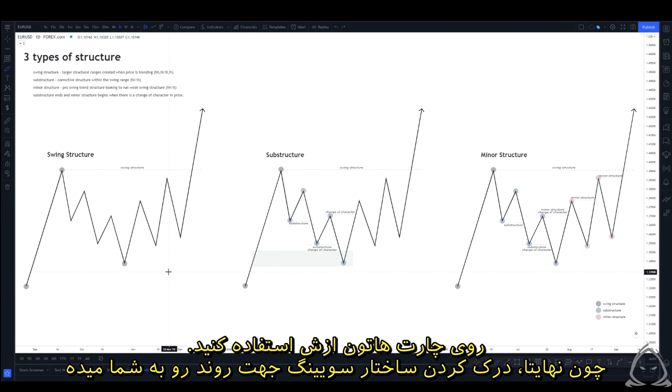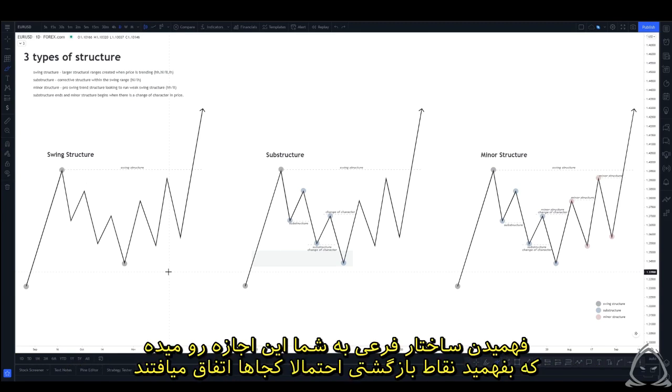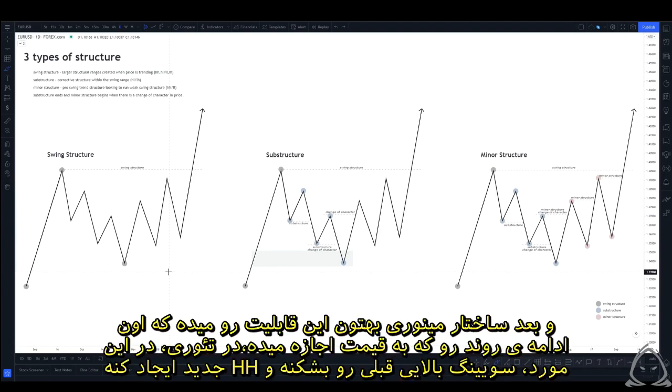Because at the end of the day, understanding your swing structure is going to give you your trend. Understanding your substructure is going to allow you to know where likely turning points are bound to happen, and then minor structure is going to allow you to see that continuation of the trend that would, in theory, allow price to, in this case, run the previous swing high to form a new higher high.